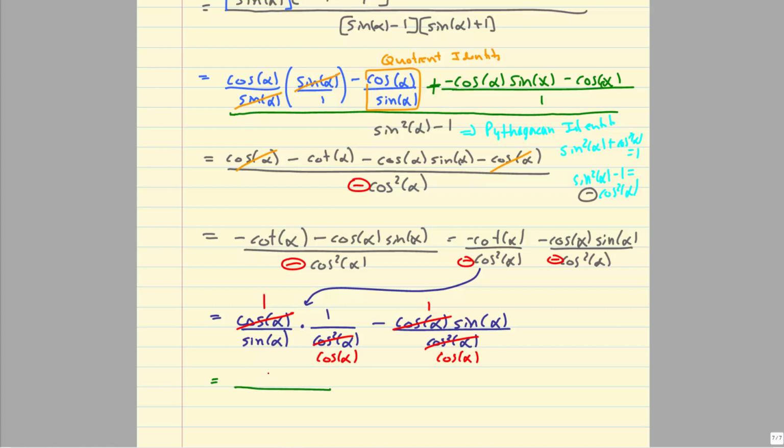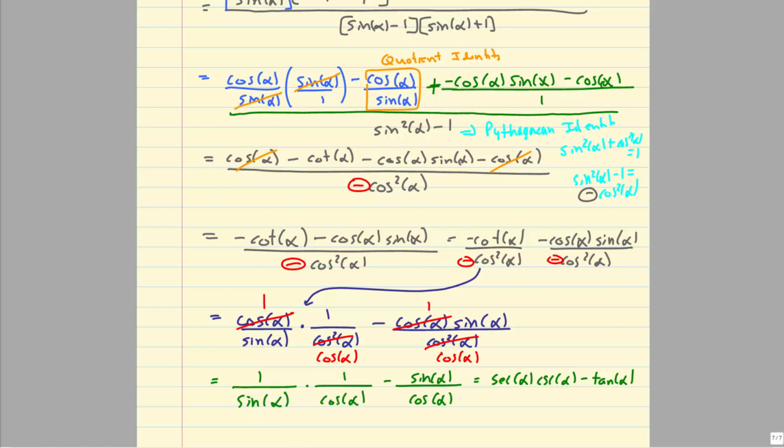I have 1 over, actually let's leave these as two fractions, 1 over sine alpha times 1 over cosine of alpha minus 1 over cosine, actually sine over cosine. So 1 over sine of alpha is going to be cosecant. 1 over cosine is going to be secant. So this is secant alpha cosecant alpha minus tangent alpha.